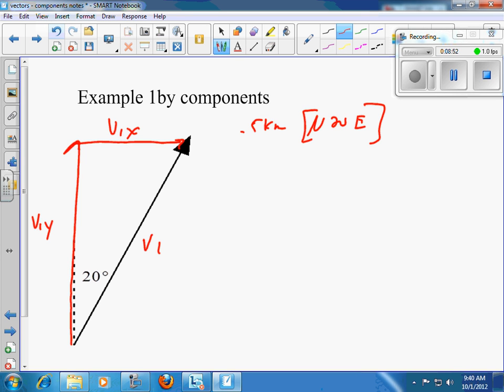V1Y is the vertical component of V1. It's how much that vector goes up. Okay? Is the number going to be less than 0.5? Like if this length right here is 0.5, V1 is 0.5, is V1Y going to be less than 0.5 or more than 0.5, or is it going to be equal to 0.5? It has to be less. It's always going to be less, right? The hypotenuse is always less.